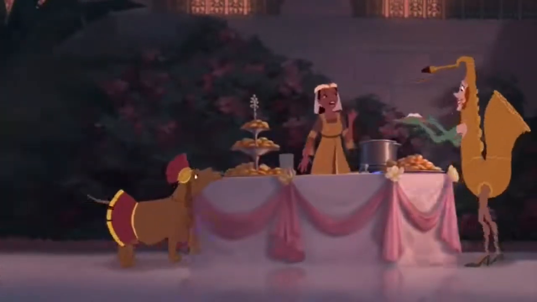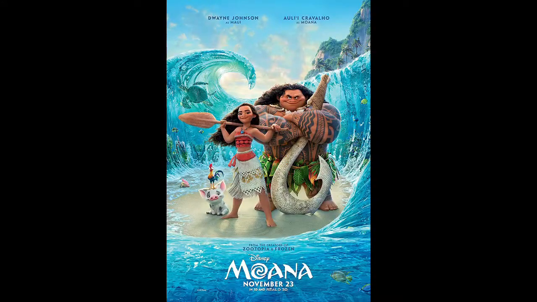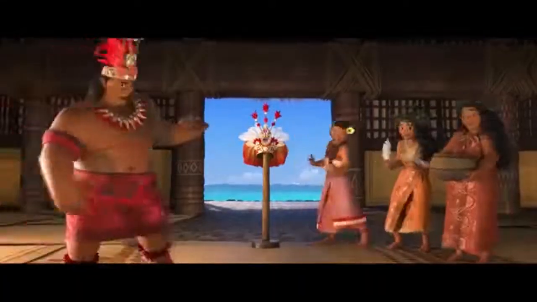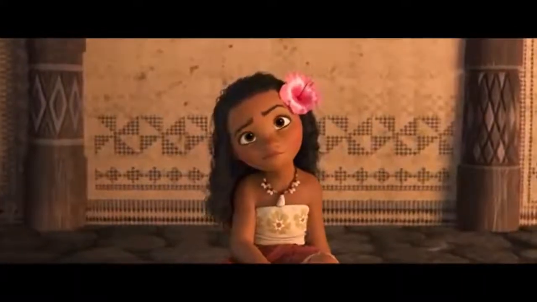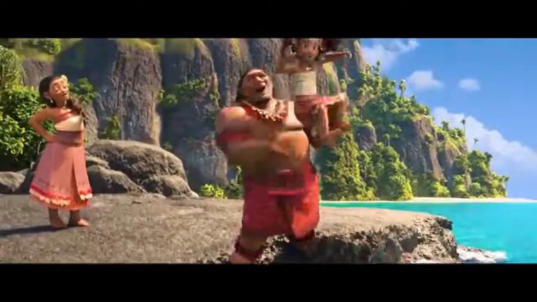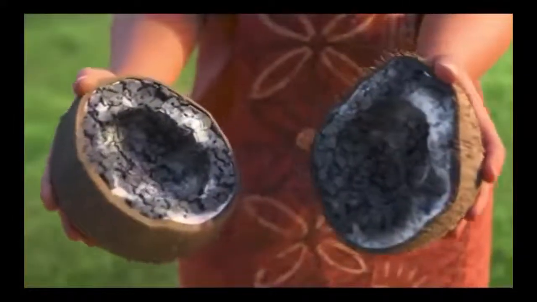An innovator accepts the cultural goals, but rejects the institutionalized means, such as the titular character from Moana. On the island Motunui, Moana is the daughter of the chief. When she becomes the chief herself, the cultural goal for Moana would be to lead the people of Motunui, which she must do by staying on the island, even when she wishes to travel beyond the reef.